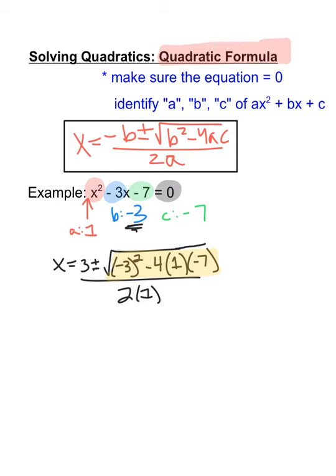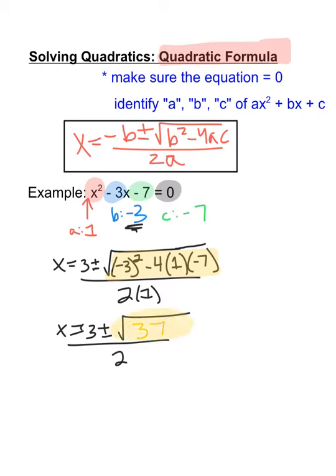So in this situation, negative 3 squared would make positive 9. Negative 4 times 1 times negative 7 is positive 28. So underneath our square root, the number that we would have is 37, all over, and 2 times 1 is 2. Now we can use a calculator and do the square root of 37. That will be our next step.